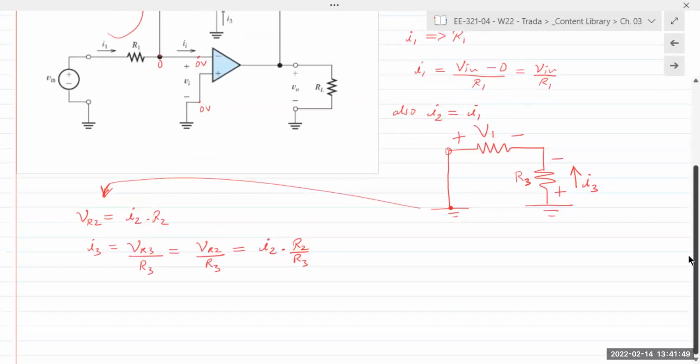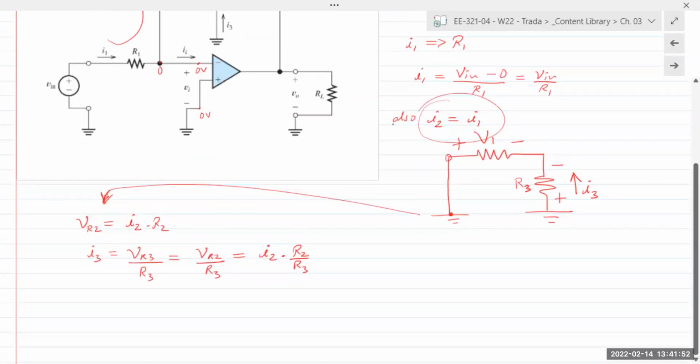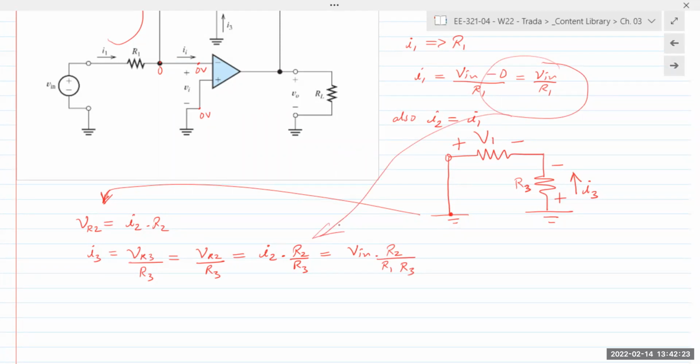Now, I2 is the same as I1, and I1 is equal to V in over R1. So we plug that into this equation, and we get V in times R2 over R1 times R3. We are taking this and plugging it in here. Simple plug and result.